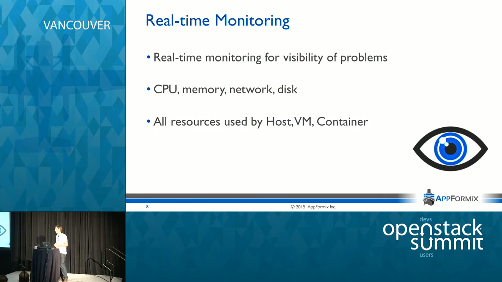is real-time monitoring, right? And it has a few aspects. First is just to give visibility into what the problem is in real time. So we want to give you a fine-grained view of your resources over small time scales so that you can see bursts. We also want to give you visibility into all the resources that an application might be using. So the CPU, the memory, the disk, and the network.